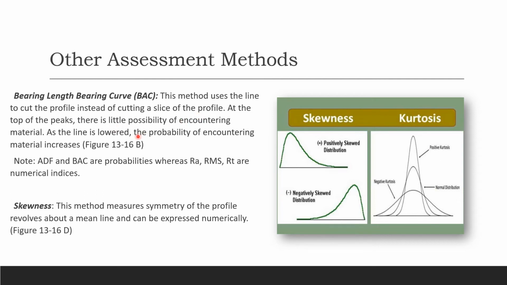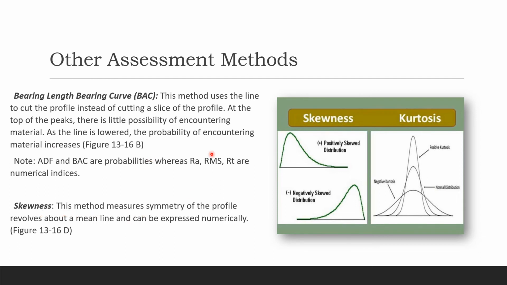So at the top of the peak, there's little possibility of encountering the material. Imagine there's a surface, and the surface has a roughness, or your texture is definitely not totally flat. In that case, you have some sort of a profile, and we are talking about the little material that can be up or down on that surface. As the line is lower, the probability of encountering material increases.